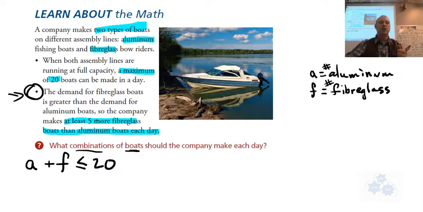Okay? So this is the tricky part. The first one was easy. This one is a bit tricky, because if we're talking about an inequality, sometimes it's easier to think about it as an equation and then go from there. So that's what I would suggest that you do here.